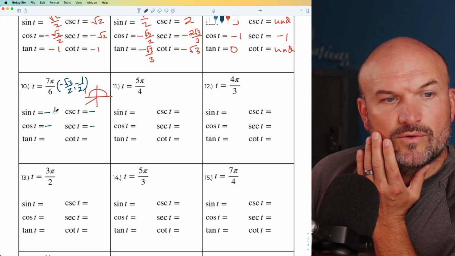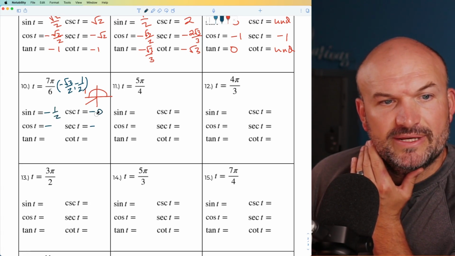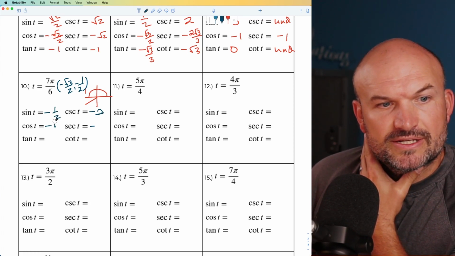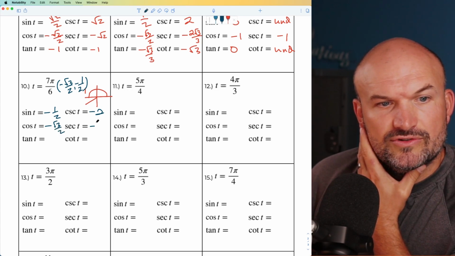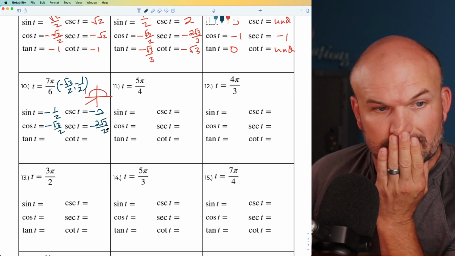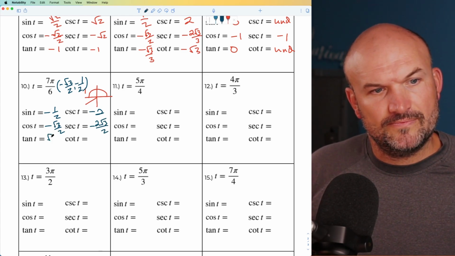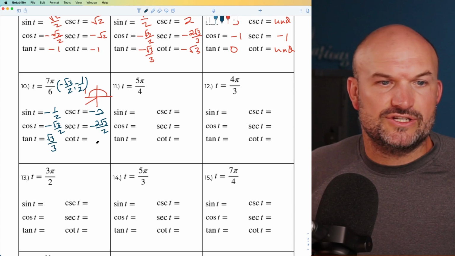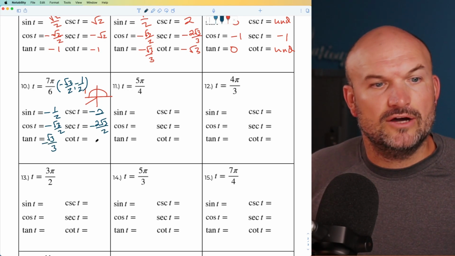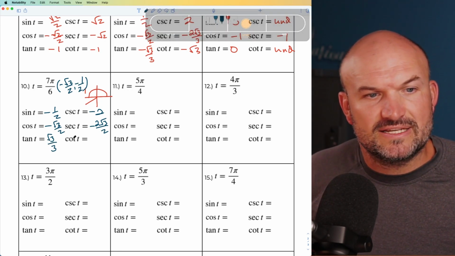So sine is going to be negative 1/2. Cosecant is going to be negative 2. Cosine is going to be negative square root of 3 over 2. Secant is going to be negative 2 square root of 3 over 3. Tangent is going to be square root of 3 over 3. And cotangent is going to be, oops, that's a negative. Oh, no, it is a positive. You're right. And it's going to be square root of 3.